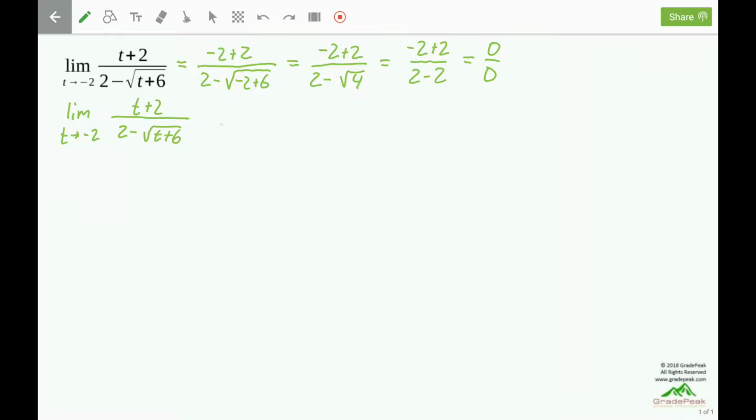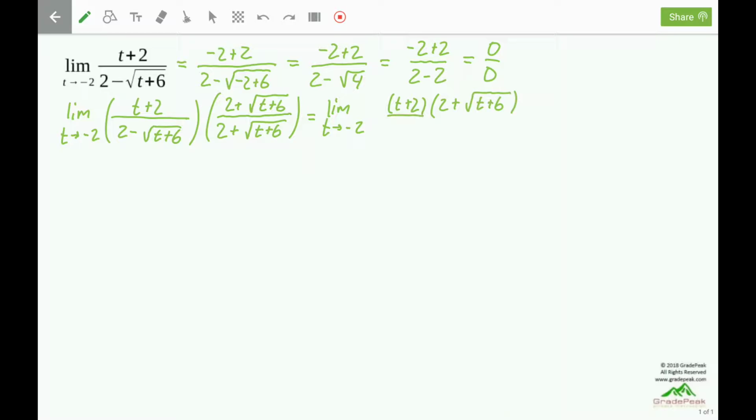I'm going to multiply that root combination by its conjugate. The conjugate is the same two terms with opposite sign between them. But I'm going to put one here in the numerator as well, so that we have a form of 1. And therefore, when we multiply, we're not changing the value, just the look. This will become limit as t goes to -2 of, in the numerator, we are not going to FOIL out, since those are not root conjugates of each other. We will leave those in their factored version.